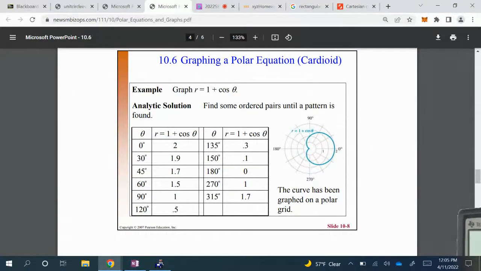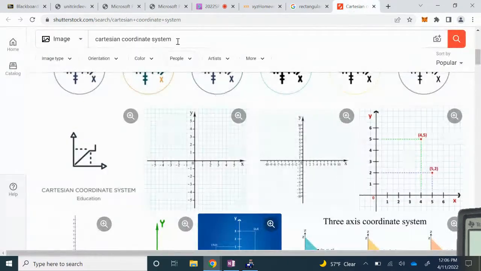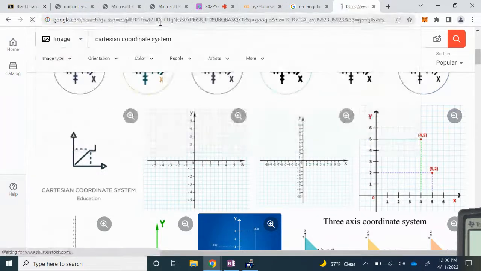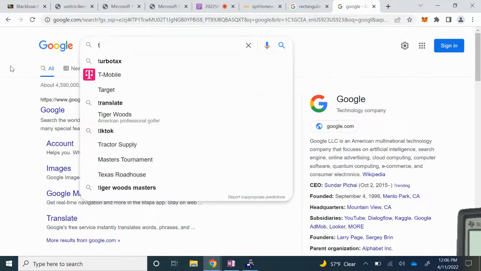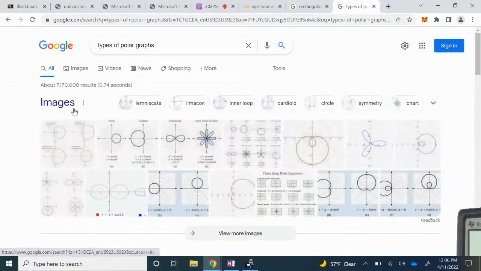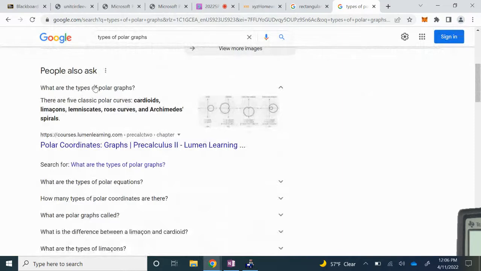All right, so before we actually take a look at polar graphs, I am going to just pull up Google for a second and just going to look at types of polar graphs. And here are the different types of polar graphs. Only a few are mentioned in our particular section.